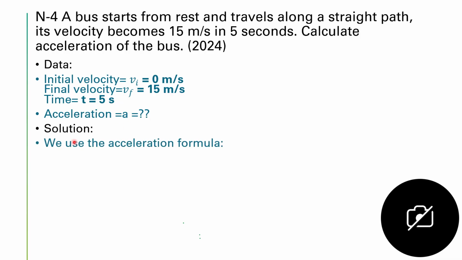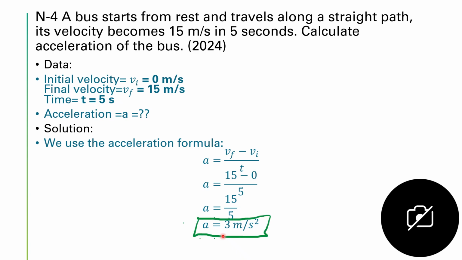Solution: we have a formula of acceleration. It is the very easy formula, Vf minus Vi upon t. Substitute all the given values, no conversion is required, all units are given in SI units. So 15 minus 0, 0 is initial velocity, 15 is final velocity, time is 5 seconds. 15 divided by 5 becomes 3, and 3 meter per second square is our final answer.